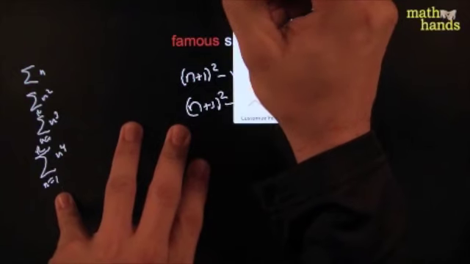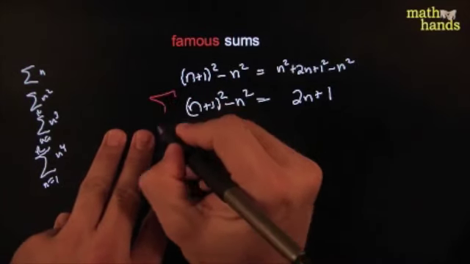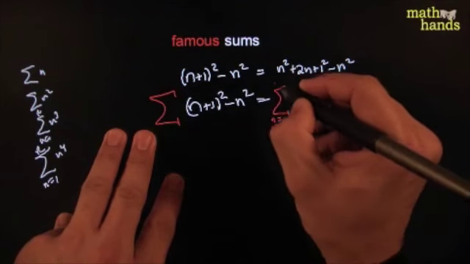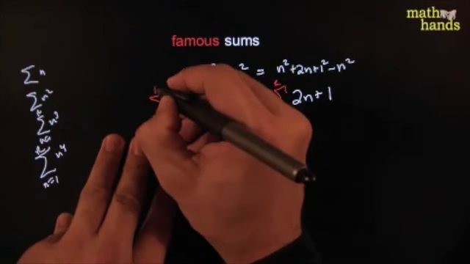And then you do something amazingly creative here. You slap a sigma on both sides. Sigma on that side and sigma on that side. And you let n run from 1 to r. n runs from 1 to r.